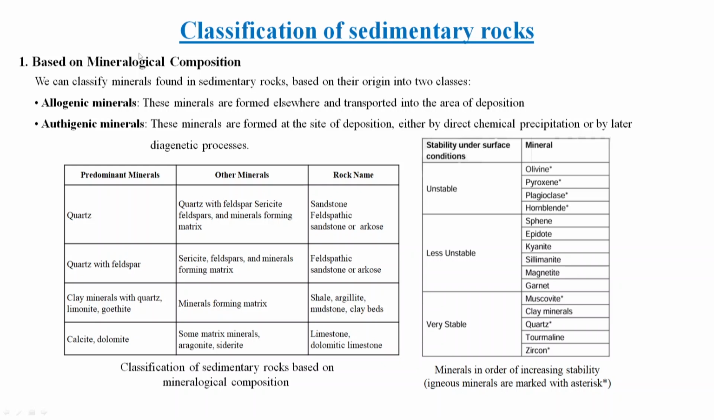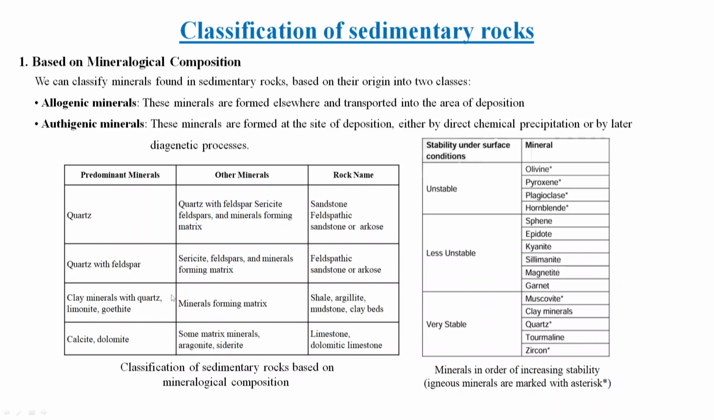Based on the mineralogical criteria, whether they are allogenic or orthogenic in nature, you can classify certain rocks like sandstone, feldspathic sandstone or arkose into one group. These are obviously allogenic, constituted of allogenic minerals. Then you have shale, argillite, mudstone. Again you have minerals like quartz, limonite, goethite in this kind of rocks.